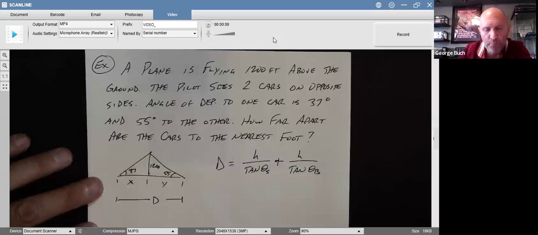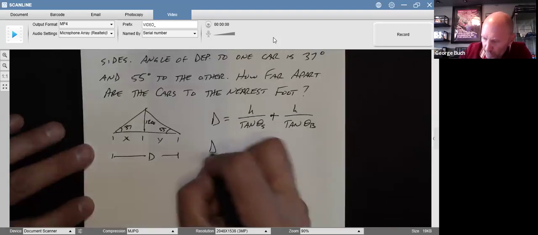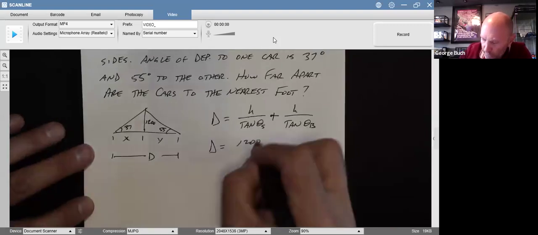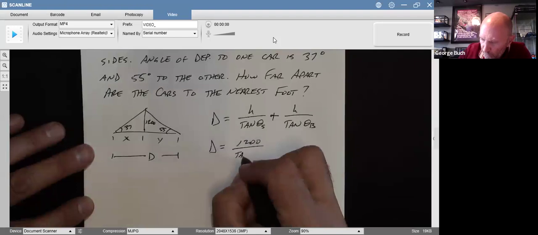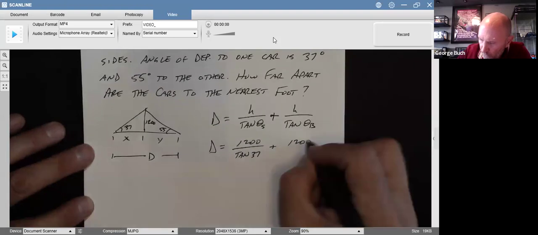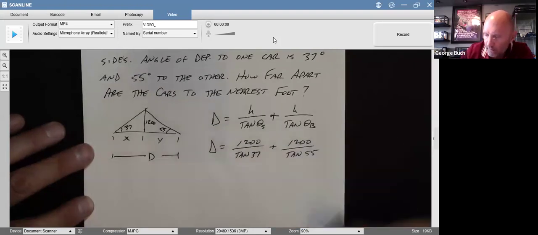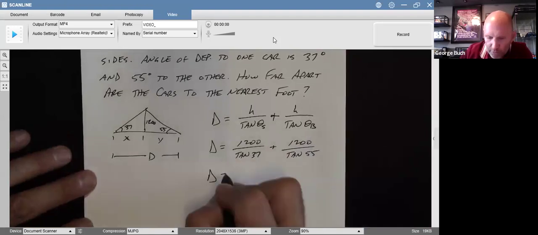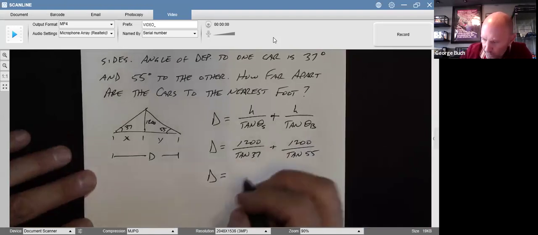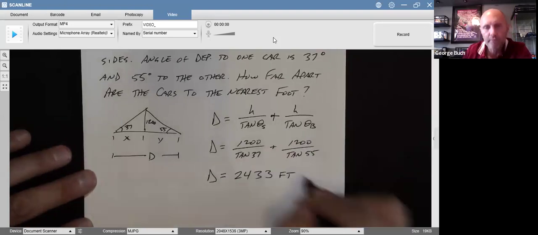So go ahead and hit pause, try to work this, see if you get the right answer. Once we plug in these values, my height is 1200. My small angle is 37. Then 1200 over tangent 55. And when you do all this on your calculator, you should get that the distance is 2,433 feet.